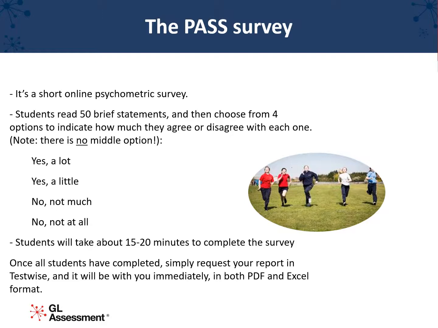Okay, now let's take a look at how the survey works from an admin viewpoint. PASS can be used with students from Key Stage 1 to Key Stage 5, and today I'm going to focus on the version for Key Stage 2 to 5. The Key Stage 1 version is the same but made simpler. From Key Stage 2 to 5, students read 50 short statements. The reading age is chronological age 7 years, and then choose one of 4 options to respond to each statement.